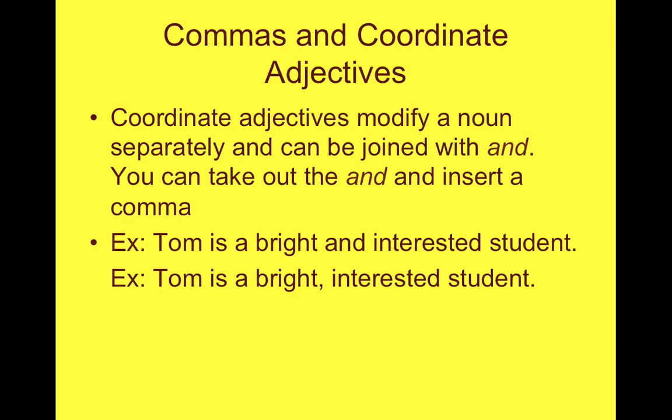With coordinate adjectives, we're talking about adjectives that each individually describe the noun. They can function on their own. You don't need both of them to make full sense out of the sentence. And the easiest way to test this is to insert and between them. So in our example, Tom is a bright and interested student. If you can insert and between the two adjectives, then they are coordinate, and you can replace that and with a comma. So our second example, Tom is a bright, comma, interested student. So coordinate adjectives function independently to modify the noun that they are modifying.